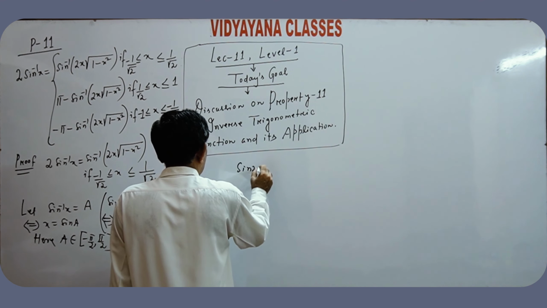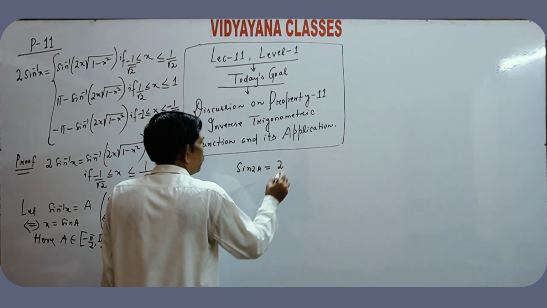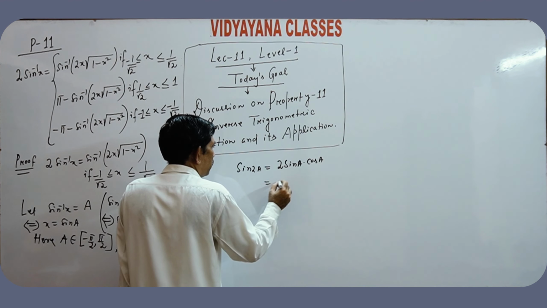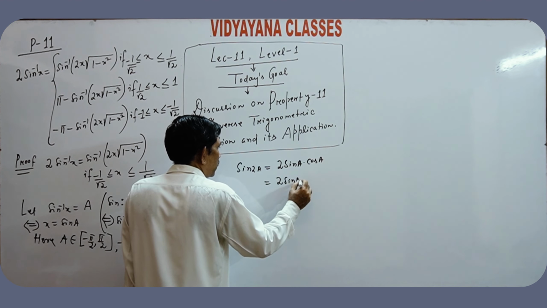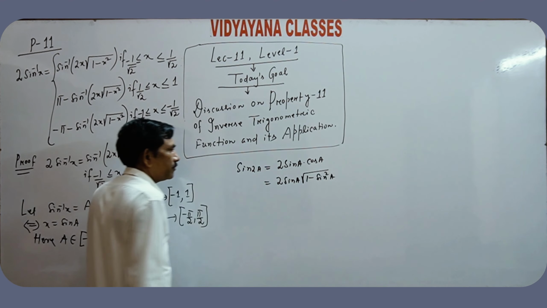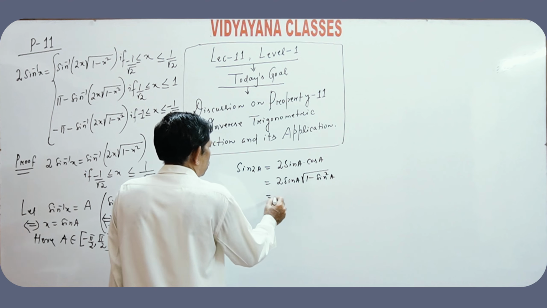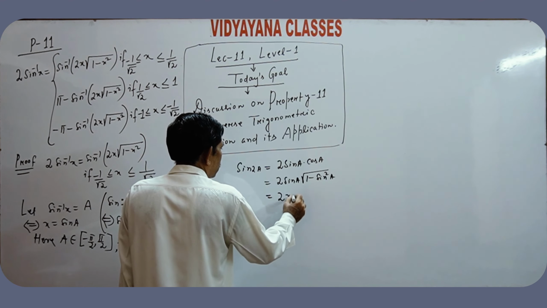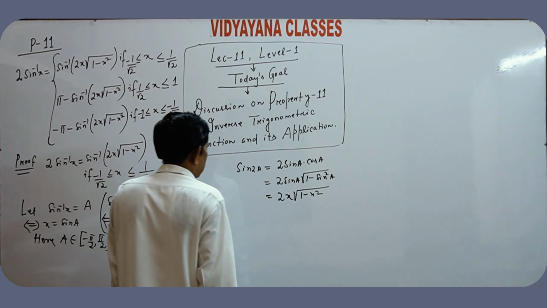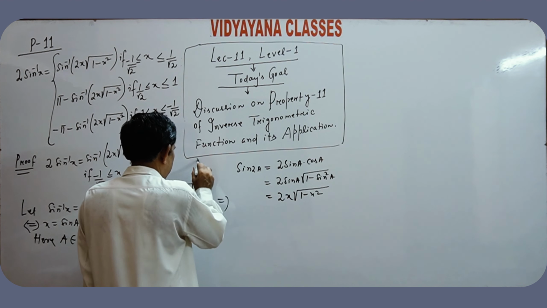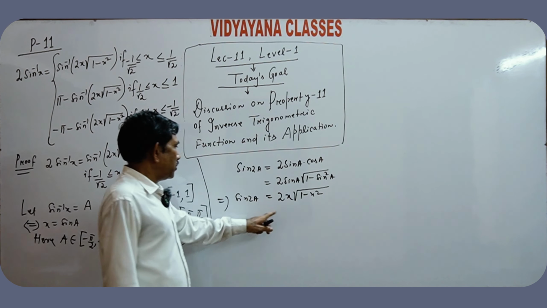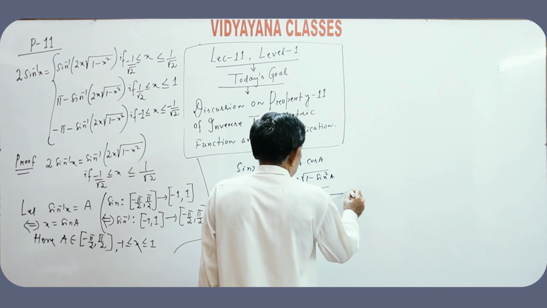Sin 2a is equal to 2 sin a into cos a, which is same as 2 sin a into root of 1 minus sin square a, which is same as, since sin a is equal to x, 2x into root of 1 minus x square. This implies sin 2a is equal to 2x into root of 1 minus x square. It is taken as equation 1.